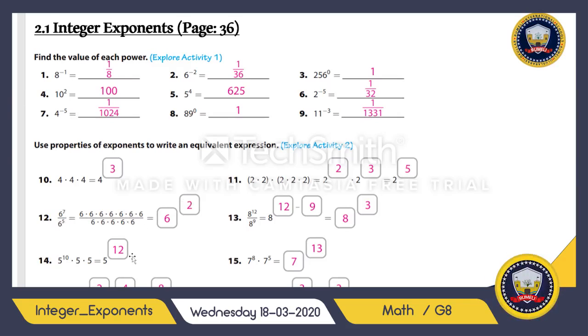Clear? Now, for this one, it's 8 to the power of 12 divided by 8 to the power of 9. That is 12 minus 9, which is 3. So it is 8 to the power of 3. 7 to the power of 8 times 7 to the power of 5. Okay, it is 7 to the power of 8 plus 5. That is 13. Finally, 8 times 12, all to the power of 3. So we distribute the power on both, which is 8 to the power of 3 times 12 to the power of 3.